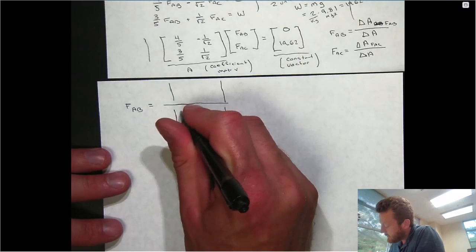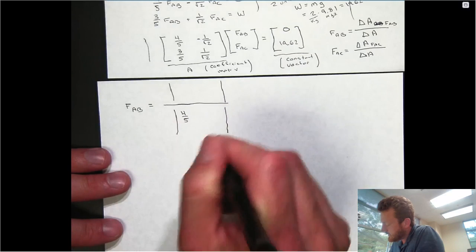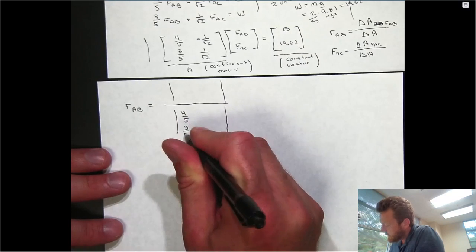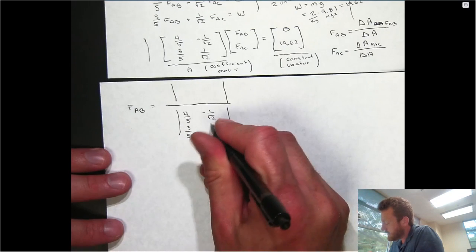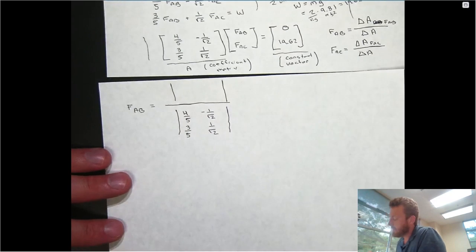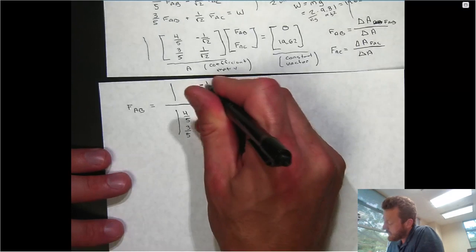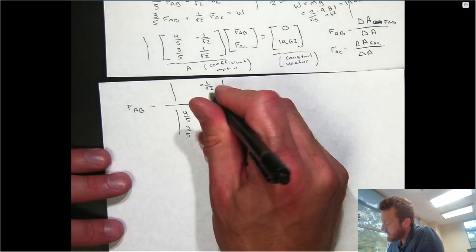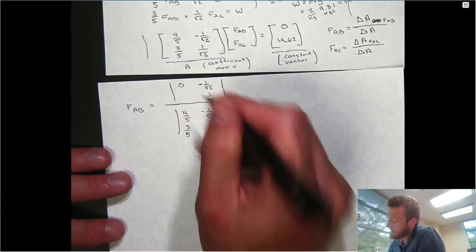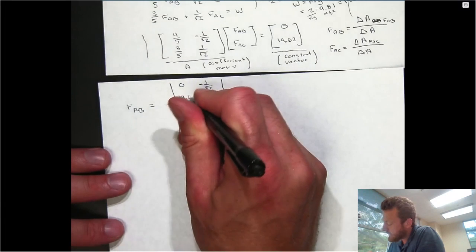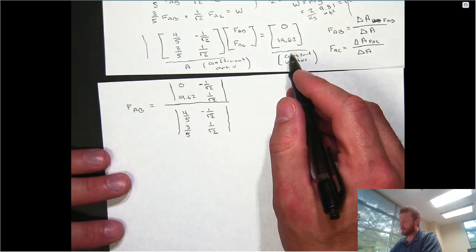So I will rewrite that first. 4/5, 3/5, minus 1 over root 2, and 1 over root 2. So that's just the original matrix A. And what I do in order to augment to solve for the first unknown is I will take the second column and leave it the same, but the first column I will replace by the constant vector.